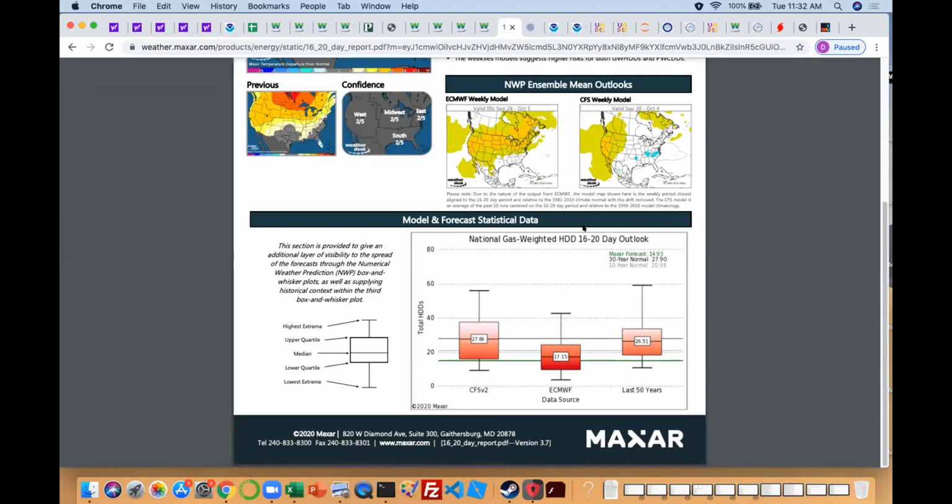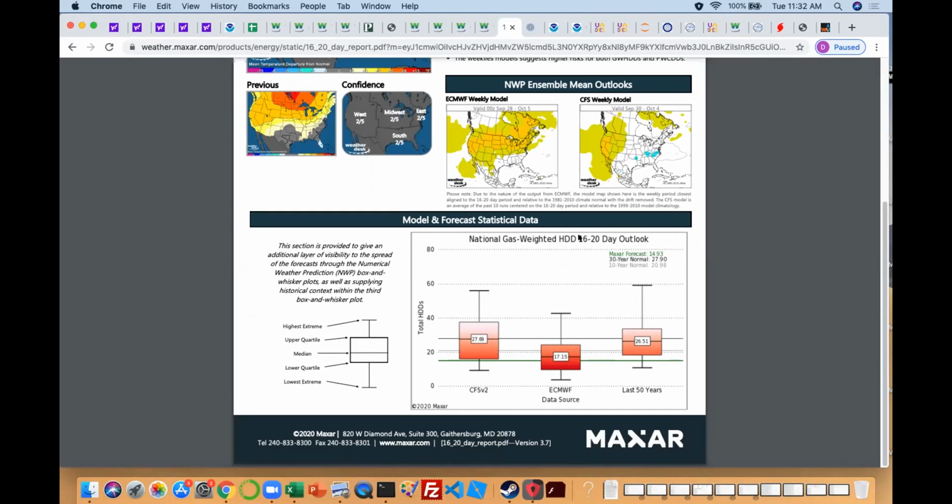So now you can see, everyone can see my screen. They already made the move to HDDs, like unofficially. They still provide CDDs, and we get an FTP feed from them, thanks to our friends at Maxar, but in their report, they did switch over to HDDs.